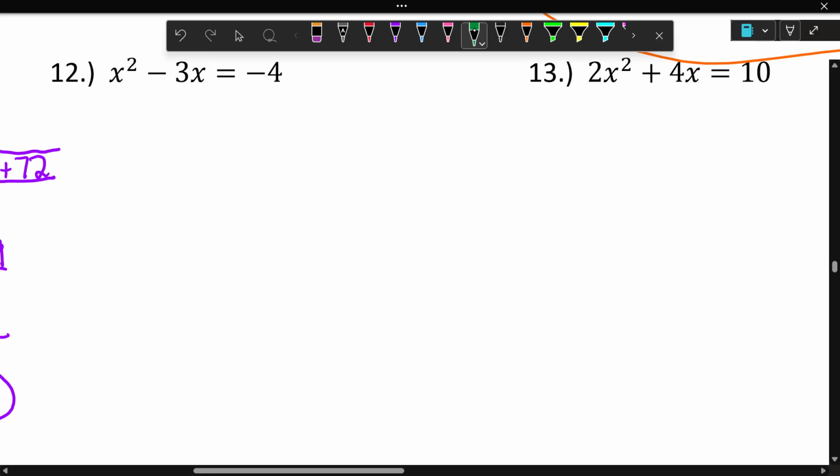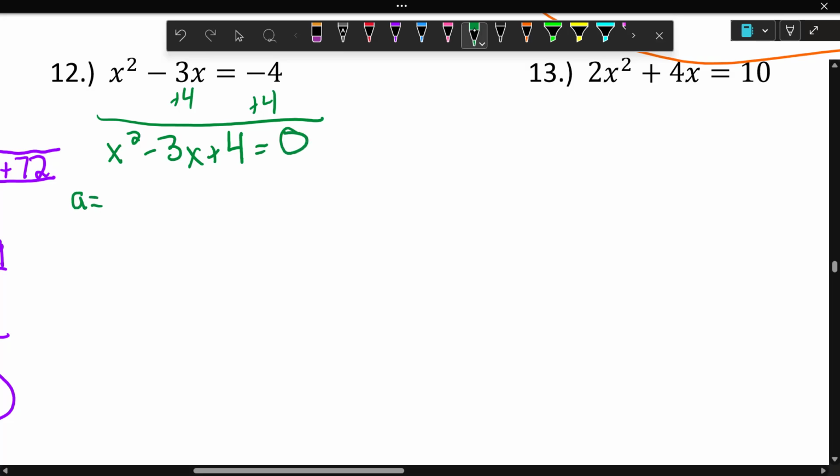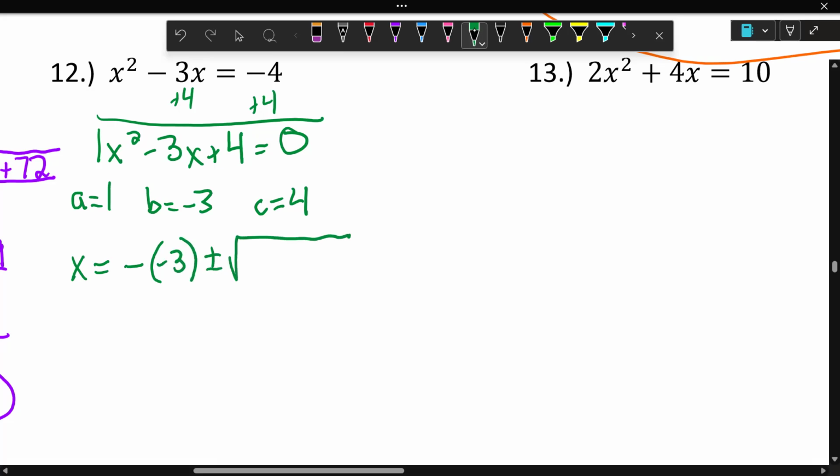Let's look at number 12 here. It's not equal to 0 yet, so we have to add 4 to both sides. So we get x squared minus 3x plus 4, there's no like terms, equals 0. So A is not 0, because remember there's a 1 there. B is negative 3, C is 4. So we substitute this in. Negative b plus or minus the square root of b squared minus 4 times a times c, all over 2 times a.